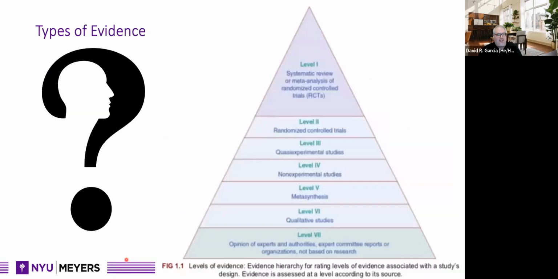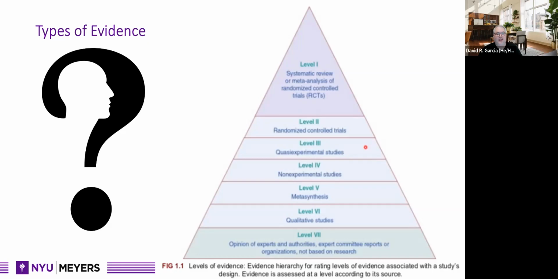So not all evidence is created equally. What you see here is a hierarchy of the different kinds of evidence, where at the bottom you have your opinion pieces from experts and authorities or committee reports, organizations, and these are not based on research usually. Then above that, you have qualitative studies. And when you do a review of multiple qualitative studies, that's called a meta-synthesis. And then above that, you have your non-experimental studies, and those are like studies conducted with surveys, which is what I used for my dissertation.